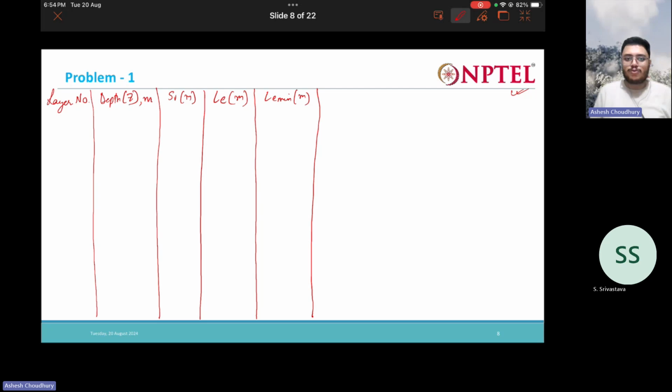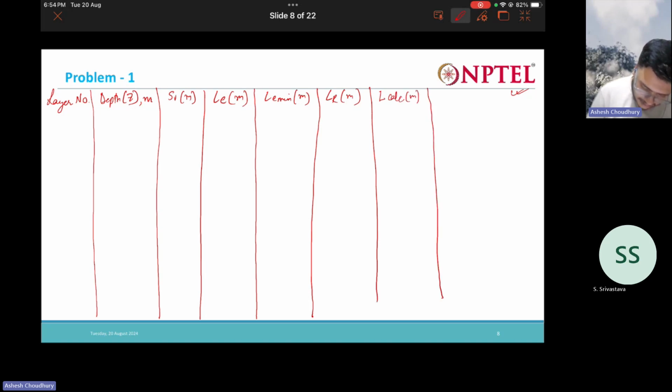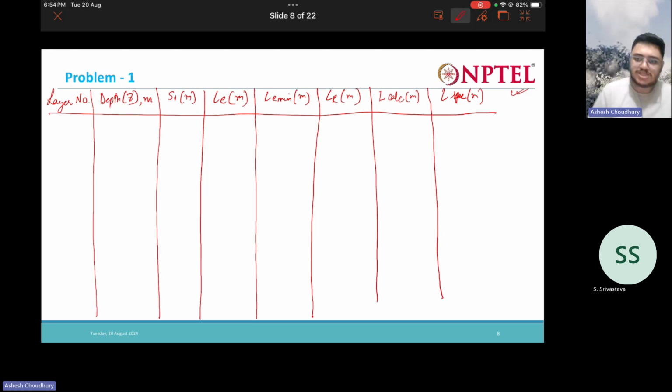What is the minimum embedment length according to the FHWA standard? The minimum embedment length is 1 meter. So we'll see that if LE is less than LE minimum, we will take LE as 1 meter. Okay, and then we have LR, and then L calculated, and then we have L specified. What is L specified? We will see that.